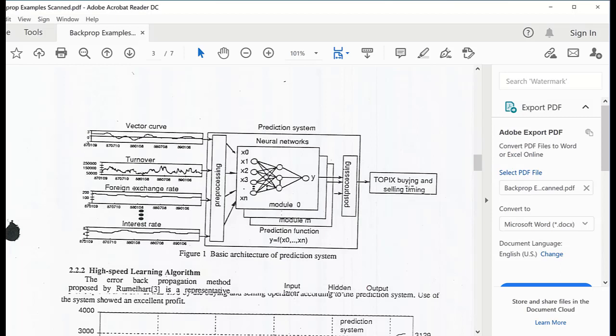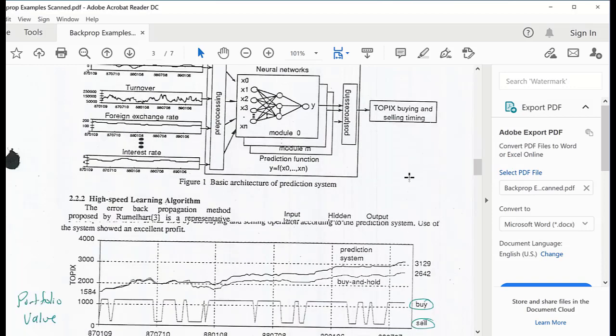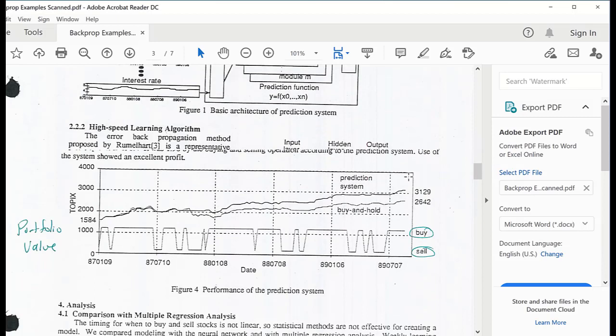They're not saying buy this stock or sell this stock, just should you be putting money into the market or should you be selling? And so they trained it on a bunch of historical data, and then they took some other historical data that came after that and tried to compare their prediction system with just buying and holding stock. And they were able to beat the buy and hold with their prediction system.